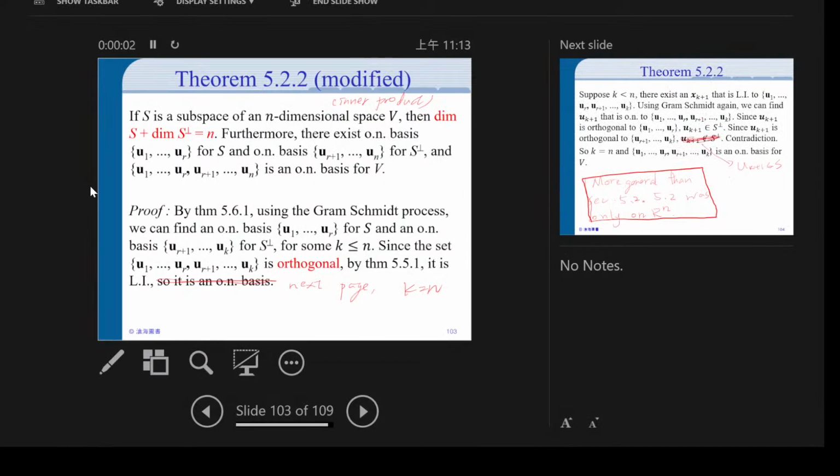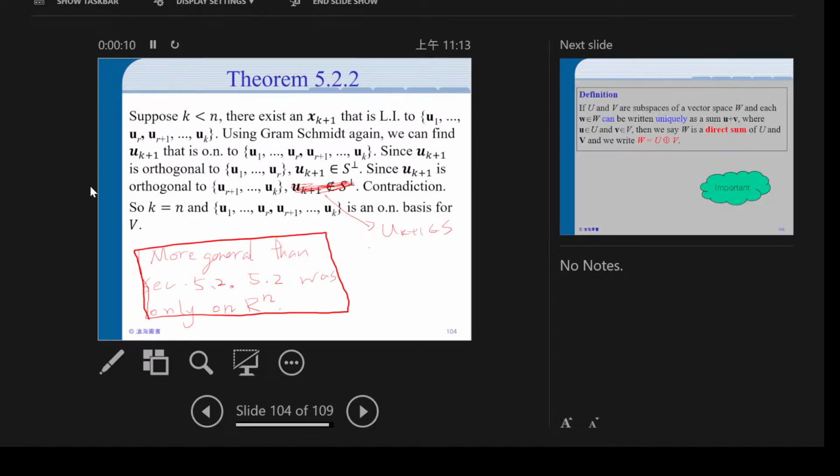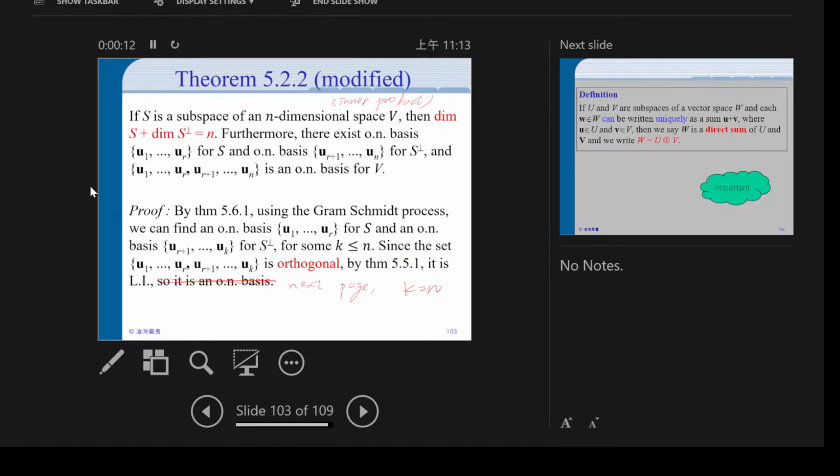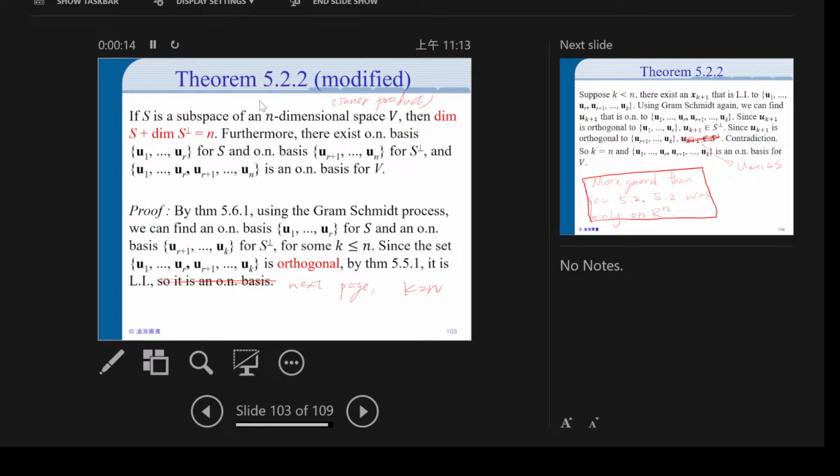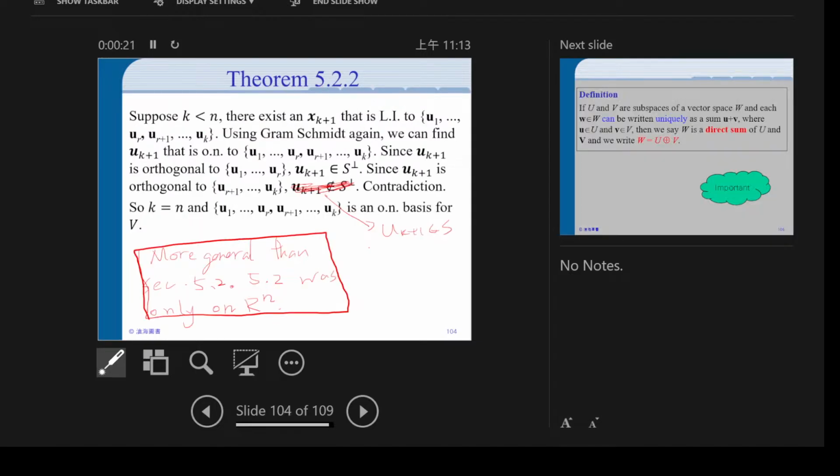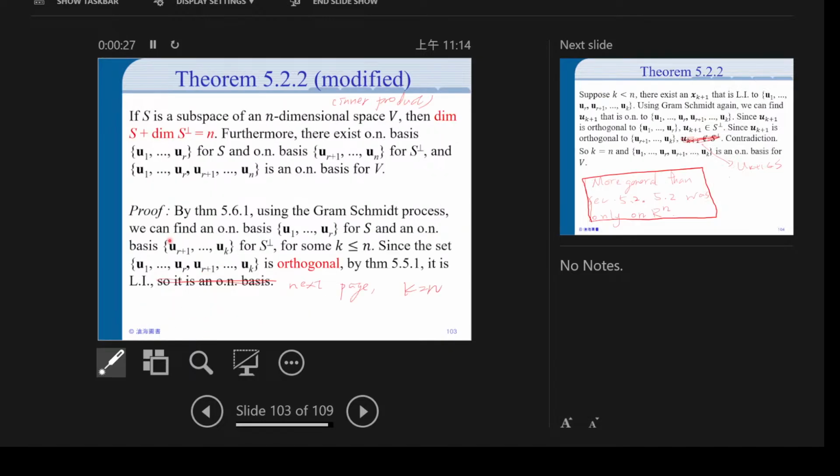Okay, let's get back. Sorry, a bit of a correction from what we just said. This modified theorem 5.2 is actually more general than what we talked about in section 5.2, because in section 5.2 we only talked about Rn, and subspaces of Rn.